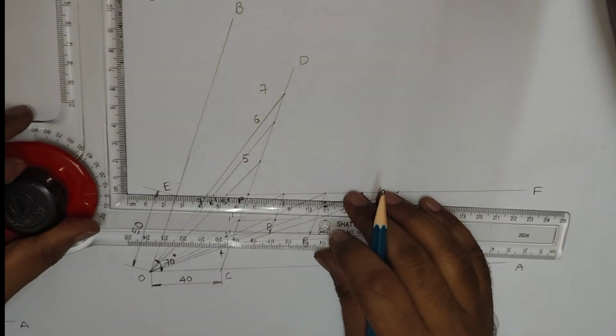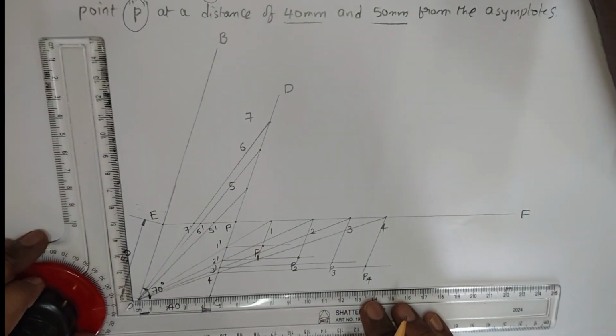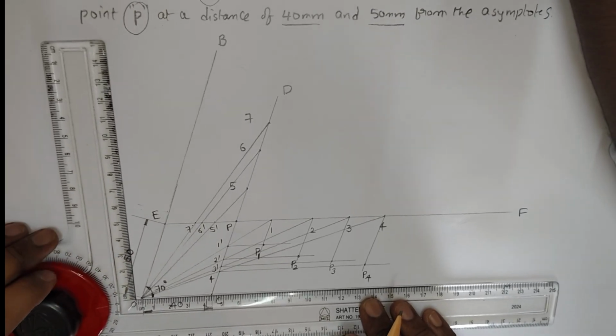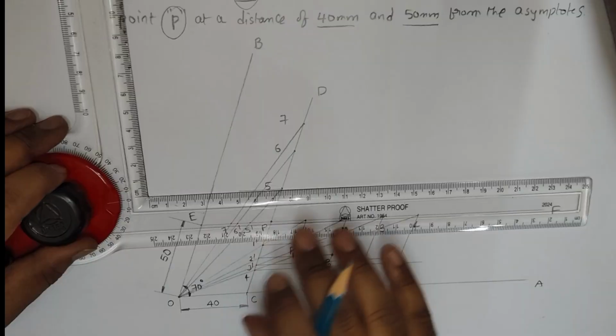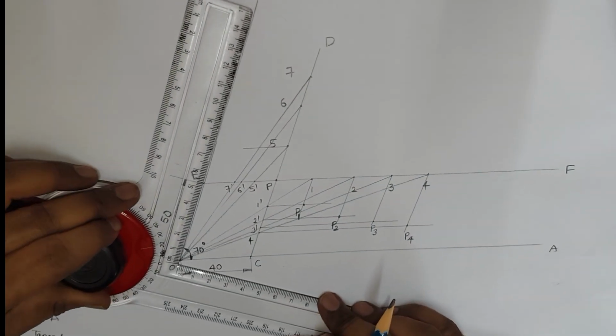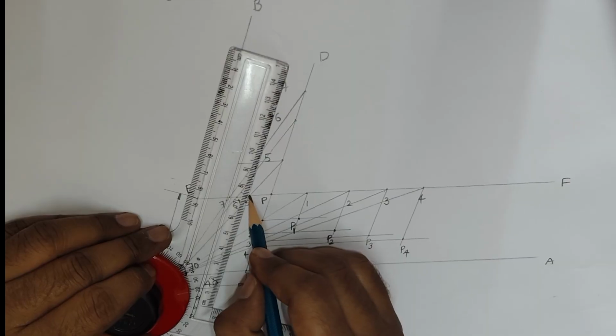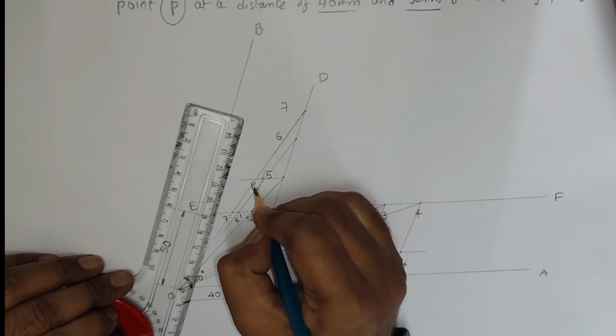So now similarly, the 5th point also. Take a line parallel to the OA line. From 5 point, you have to draw a line. Next, take a line parallel to the OB line. From 5 dash, draw a line. It will intersect somewhere here. You get the point as P5.